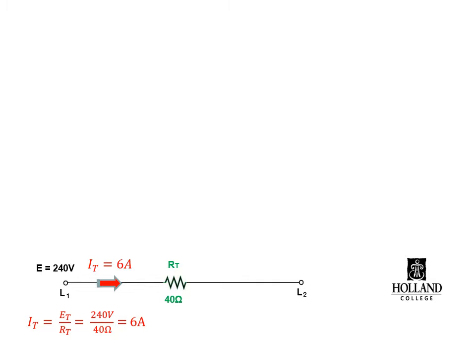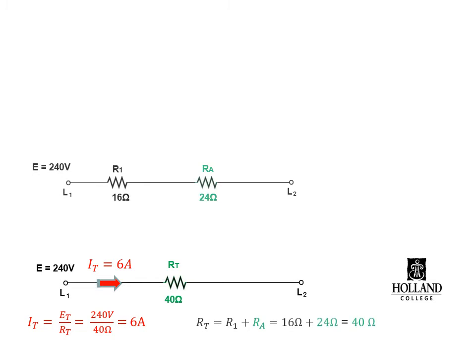You may have noticed that the 40 ohm resistor, I labeled that as RT, and I also highlighted it as green. There's a reason for that. That 40 ohms is not just a single resistor. It actually turns out that it's the result of two resistors in series, a 16 ohms and a 24 ohms, which gave us a total resistance of 40 ohms. That total resistance of 40 ohms then held back the 240 volts worth of pressure to result in 6 amps of current flow.